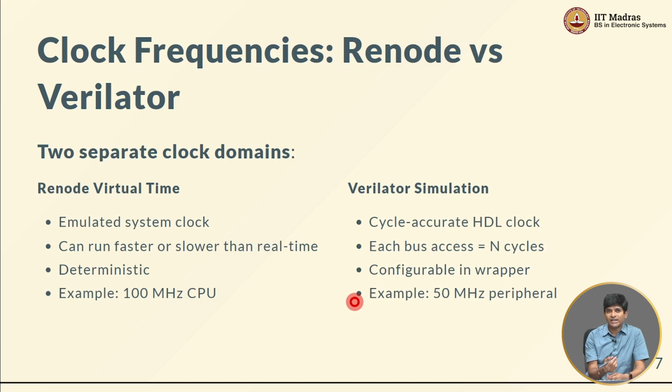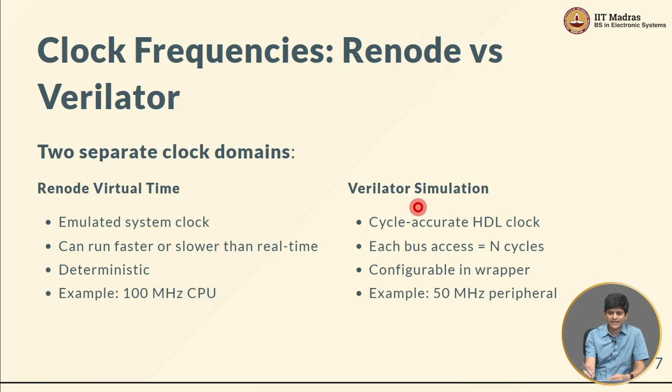But if you want to do that, you should actually be running a Verilog simulation of your CPU itself, because that's the only thing which is guaranteed to give you that level of accuracy, right? Renode is not really meant for those kinds of things. So as we will see, there are two separate clock domains: Renode's virtual time, which is basically trying to emulate the behavior of a CPU running at 100 megahertz, right? And there is a Verilator simulation which is running at some other clock frequency.